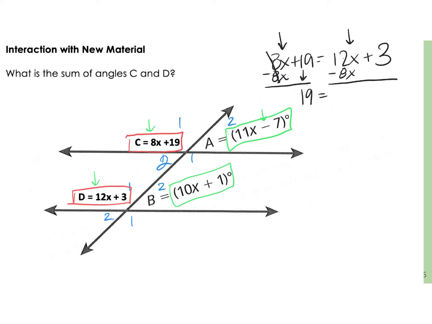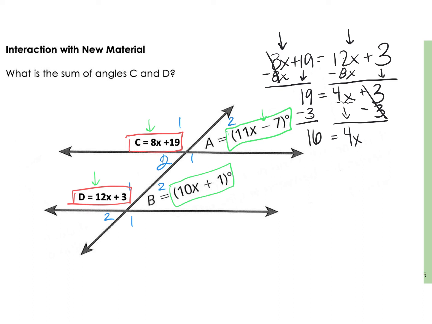12 minus 8 is 4. Don't forget the x. Bring down your 3, and it's a plus 3. That was step 1. Now, I need my 4x by itself. This plus 3 has to go. I subtract 3 here. I subtract 3 here. Bring down my 4x, my equal sign. 19 minus 3 is 16.